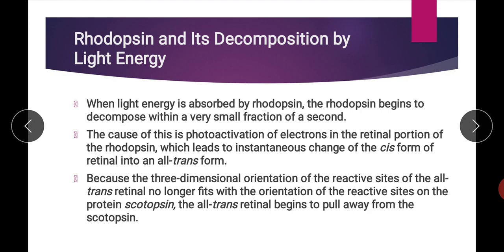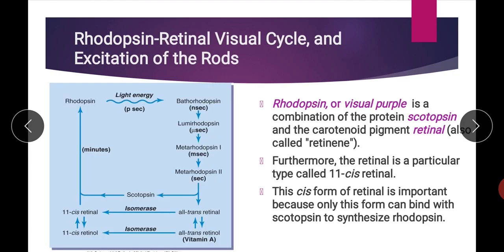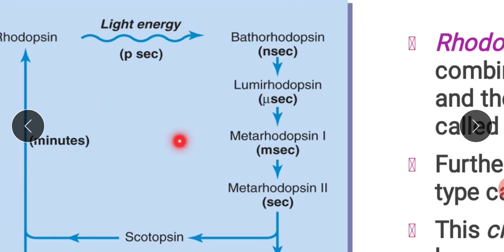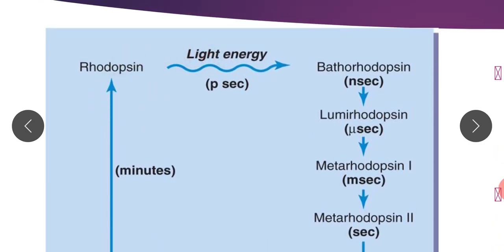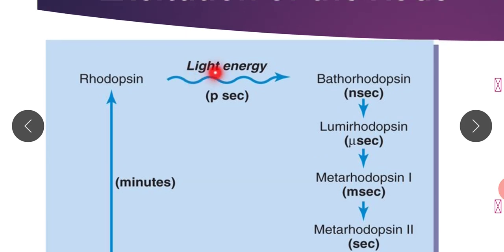Why do these changes occur? Because the three-dimensional orientation of the reactive sites of all trans retinal no longer fits with the orientation of reactive sites on the protein scotopsin. So the all trans retinal begins to pull away from the scotopsin. You can see in this figure that this one is the rhodopsin. When the light energy strikes the rhodopsin, it starts to decompose.